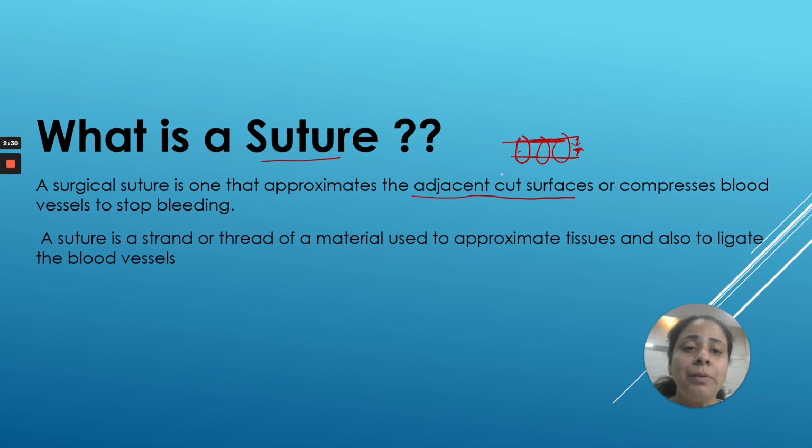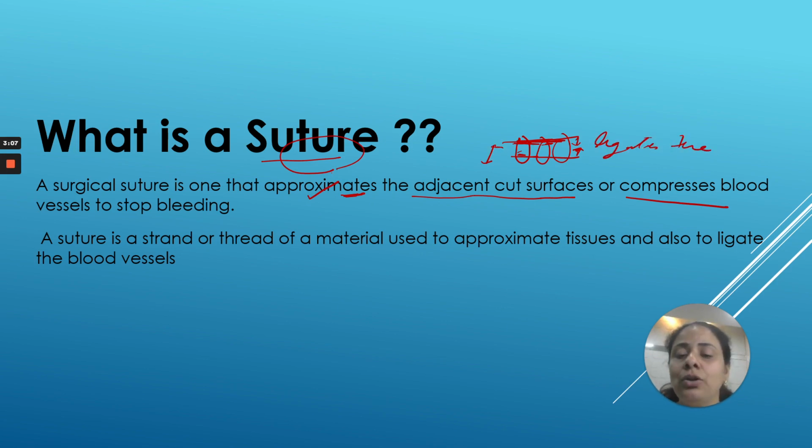That means the purpose of the suture is to approximate the tissue, and whatever blood vessels are bleeding from here, the purpose of the suture is to compress the blood vessels also. So it is basically a strand or a thread of material which is used to approximate tissues and to ligate the blood vessels. In a nutshell, number one, it approximates the tissue, and secondly, it ligates the blood vessels.